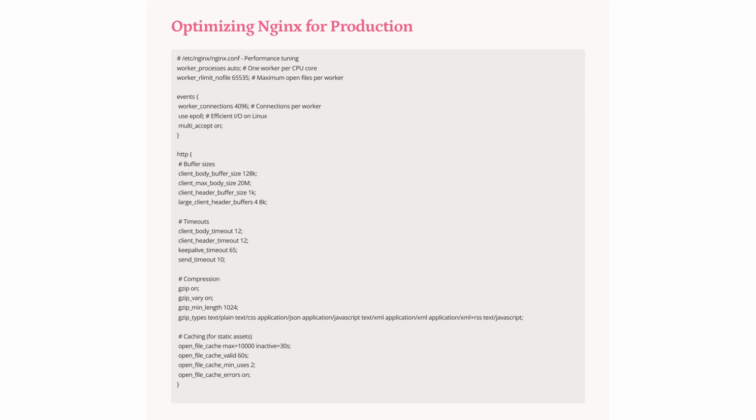Optimizing Nginx for production involves tuning performance settings. Set worker_processes to auto for one worker per CPU core and worker_rlimit_nofile to 65535. Use epoll for efficient I/O and enable multi_accept. Adjust buffer sizes and timeouts for client requests. Enable gzip compression for specific file types and configure caching for static assets to enhance performance.